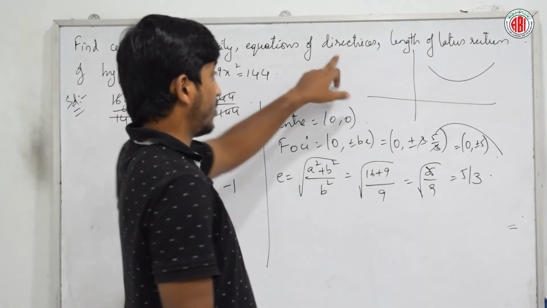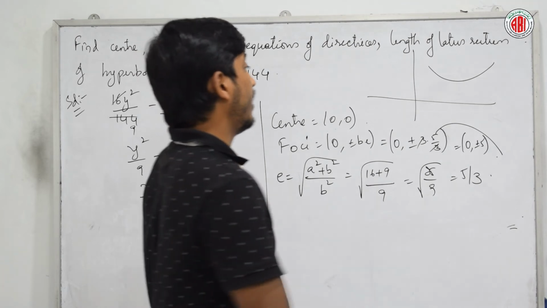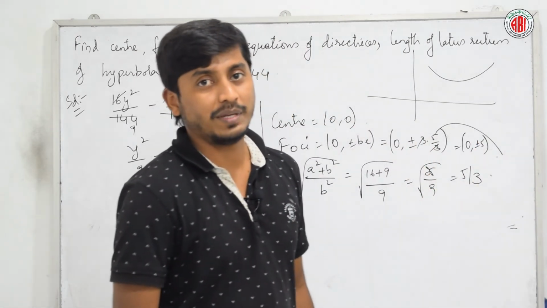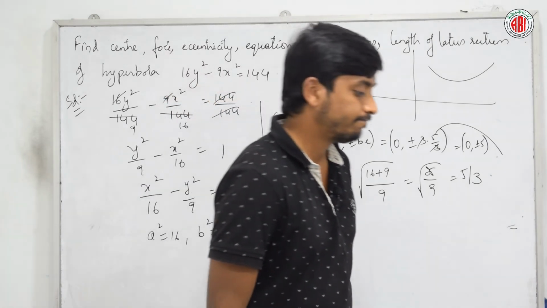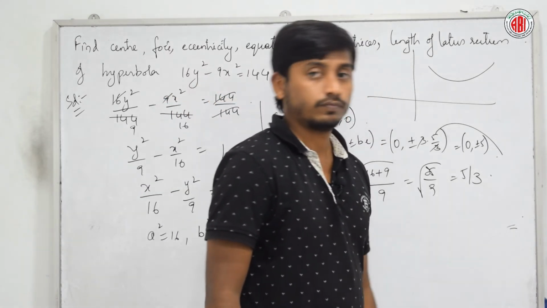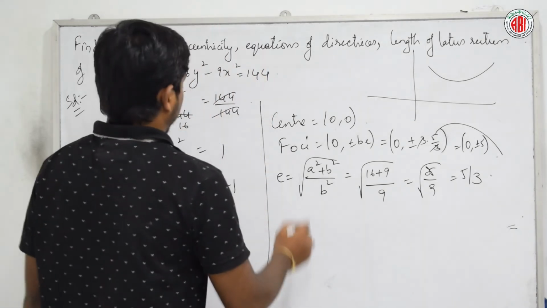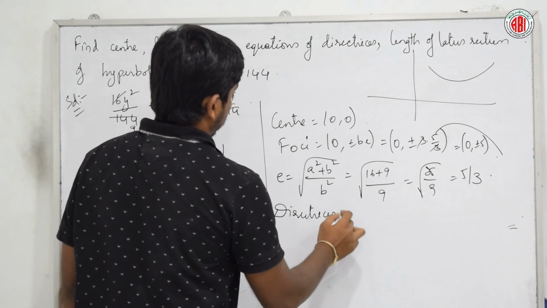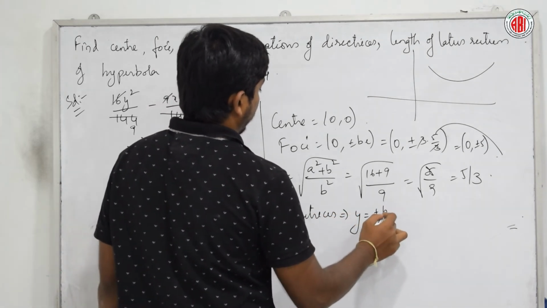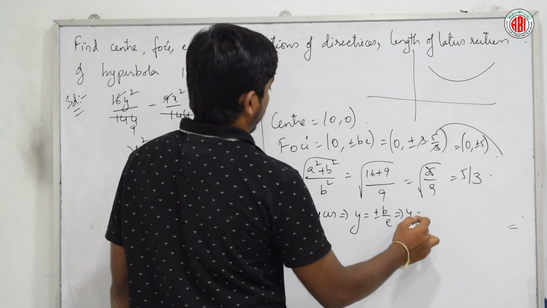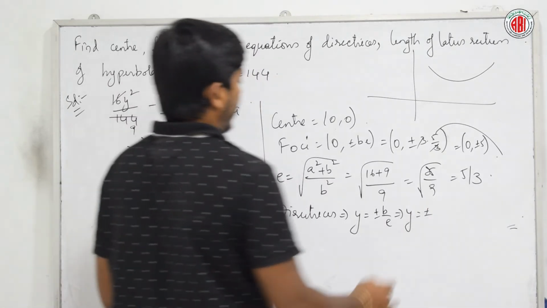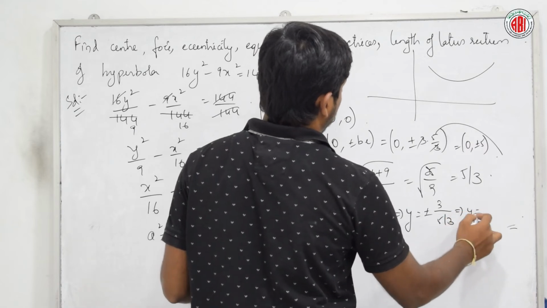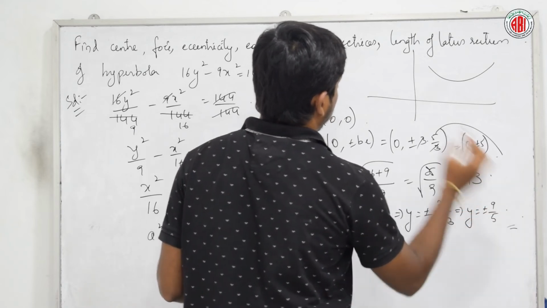Then what about the equations of the directrices? Tell me. These are parallel to x. So y is equal to plus or minus b by e, right? So directrices are y is equal to plus or minus b by e. What is b? 3. What is e? 5 by 3. So the equations are y equal to plus or minus 9 by 5.